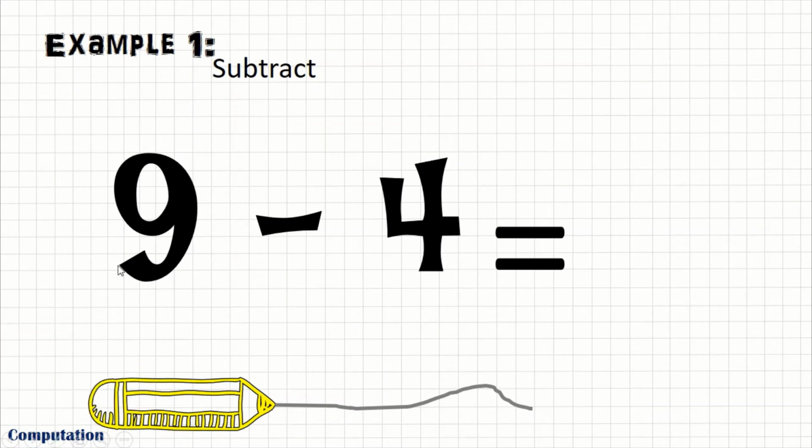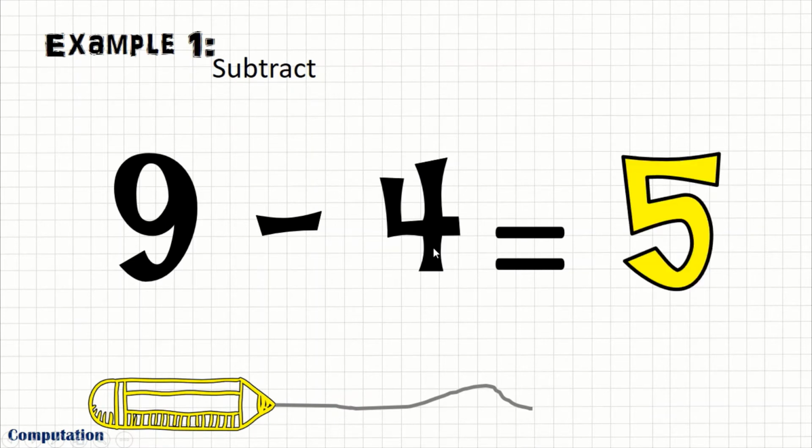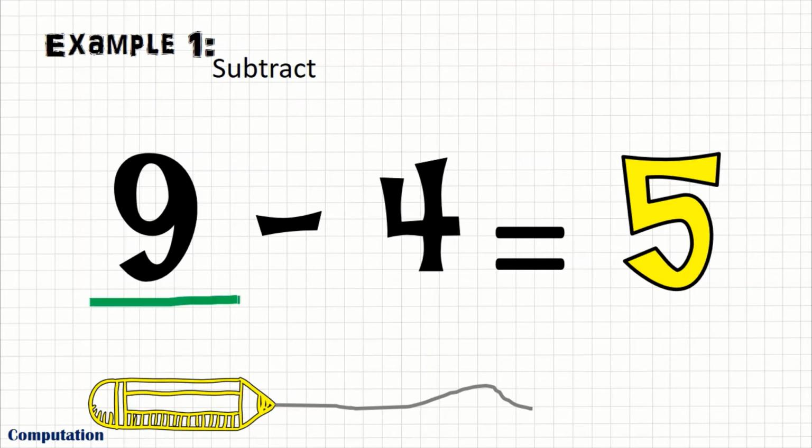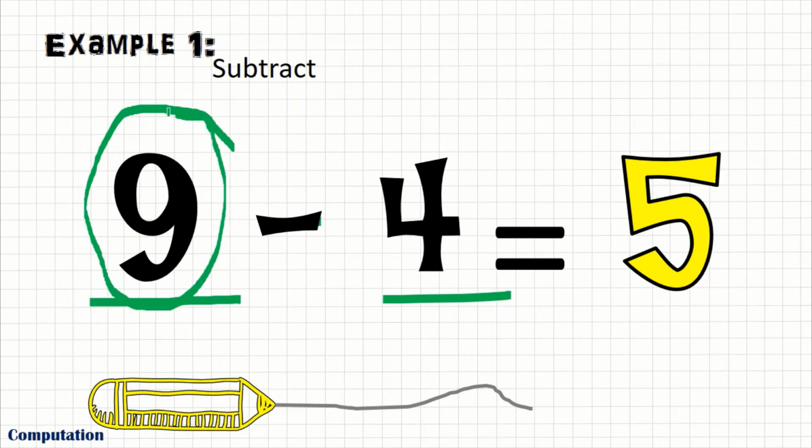Example number 1. If you have 9 minus 4, obviously, the answer here is 5. But we have to treat those two numbers as having different signs. Si 9 ay positive and si 4 ay negative dahil kay minus. So, we have different signs. Therefore, isubtract natin yung dalawang numbers and kunin natin yung sign ng pinakamataas na number. Here, ang pinakamataas na number ay 9. So, kunin natin yung sign niya para doon sa ating sagot. Therefore, the answer is 5.